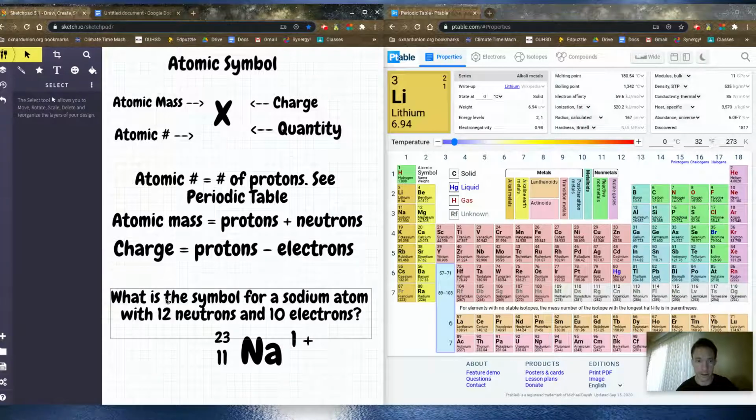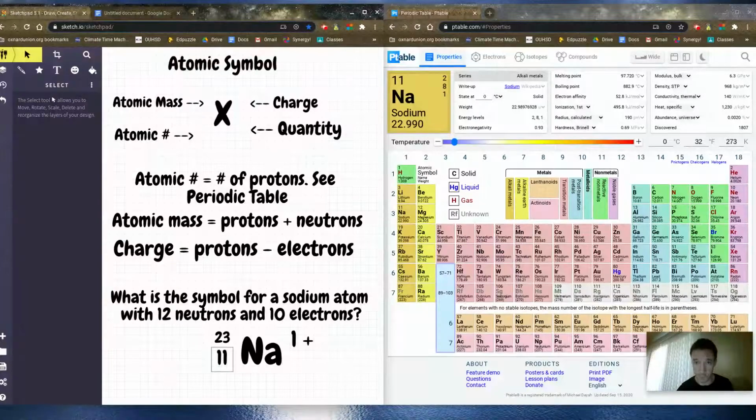Let's look at an example here. What is the symbol for a sodium atom with 12 neutrons and 10 electrons? First we look at the periodic table. Here's sodium. The symbol is Na. So we write that down. What else do we know? Well, we know it has 12 neutrons, so we can find the mass. Let's look again at sodium. The number above it is the number of protons. That's 11. That's important. It has 11 protons. We're going to write that in the bottom left.